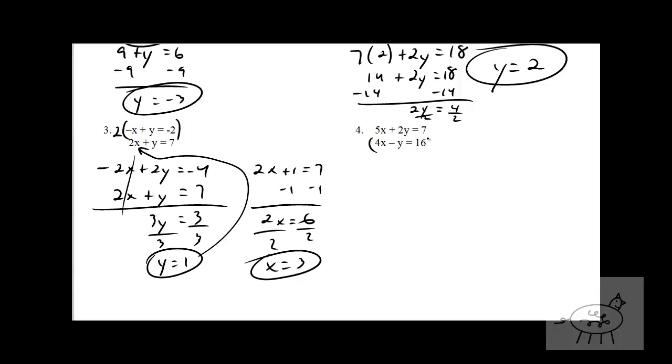Again, what I'm going to do here is, you can see I'm going to multiply that second equation by 2, because that's going to give me a 2y on top and a negative 2y on the bottom, and then the y's cancel. So 5x plus 2y equals 7, and 8x minus 2y equals 32. Okay, the y's cancel, and I get 13x equals 39, and divide by 13.